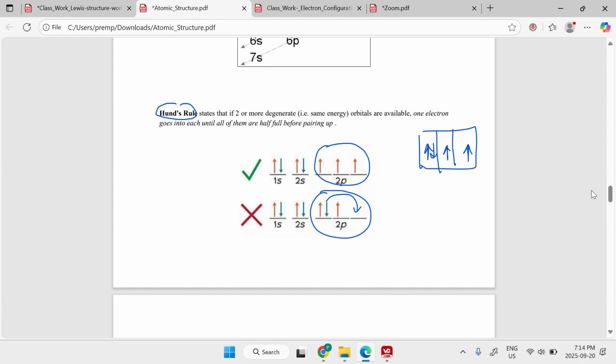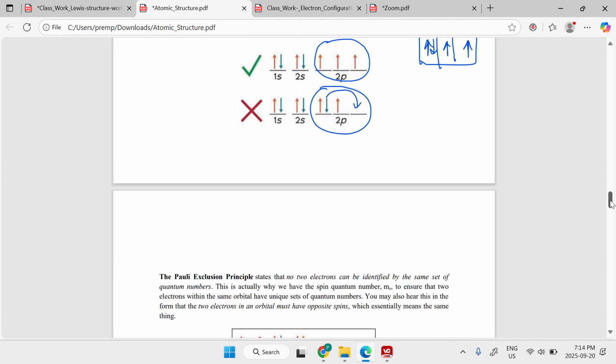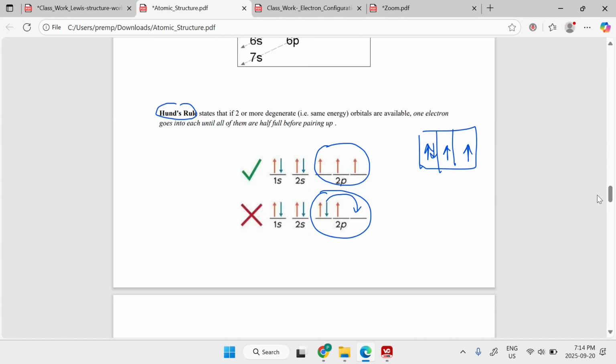So these are the rules that we have to use, and then we have to find the quantum numbers for the given values. Let me see if I have some question based upon it. Let me have a look at that.